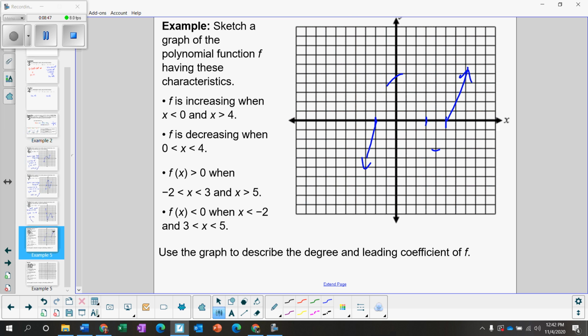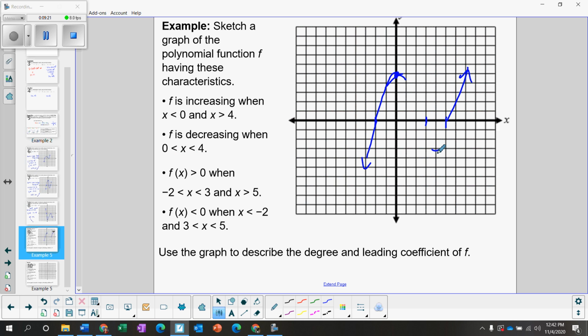So now what I'm really looking at is the increasing and decreasing to know where it turns, right? Where between these 2 points it turns and where between these 2 points it turns. So it's increasing when x is less than 0. So it's increasing until we hit 0. So somewhere on this y-axis, when x is 0, it's going to change. And then it starts decreasing, and it decreases from 0 to 4.